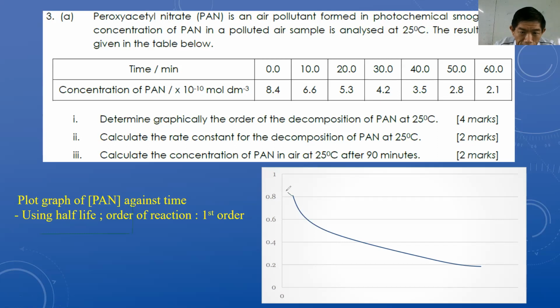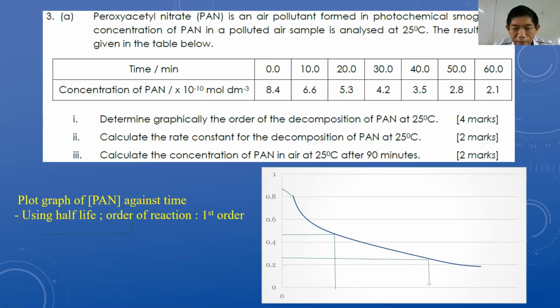So it's supposed to fix to the origin here. Okay, so you use the half-life method. If you use the half-life method, half of the 8.4 is here. So you get 402. You get a certain half-life, and then you get another half-life at 0.21. Okay, something like that.